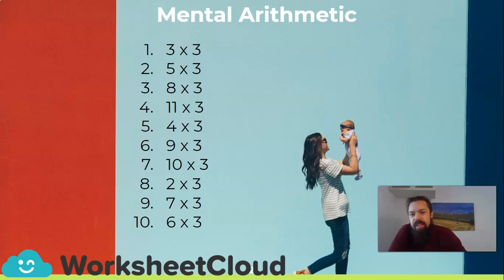Let's go through. You can see they all relate to the 3 times table. 3 times 3 is 9. 5 times 3 is 15. 8 times 3 is 24. 11 times 3 is 33. 4 times 3 is 12. 9 times 3 is 27. 10 times 3 is 30. 2 times 3 is 6. 7 times 3 is 21. 6 times 3 is 18.